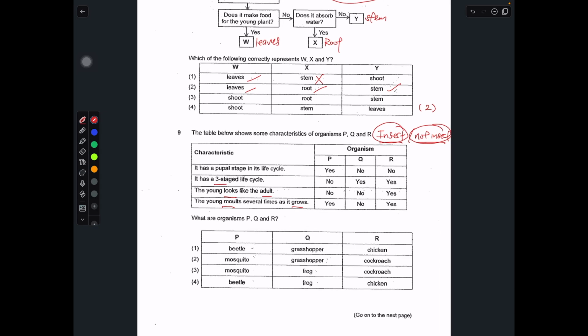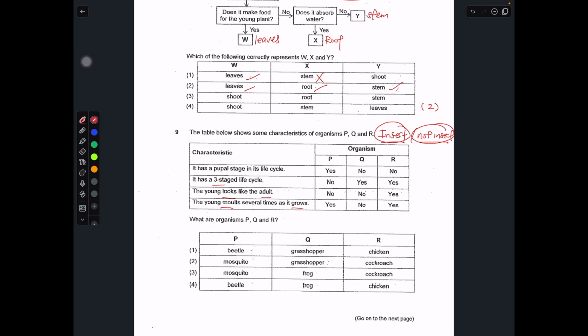Okay, these 2 you can classify them into these 2 main groups. So let's take a look how the characteristics help you to determine whether they are insect or not insect. So if they have a pupa stage and 3-stage life cycle, these 2 usually, if this is yes, then this must be no. Because if it has a pupa stage, that means it must have a 4-stage life cycle, then naturally this will be no. So you take a look at P. If it has a pupa stage, that means it is a 4-stage life cycle. Okay, then this is no itself, and this must be an insect.